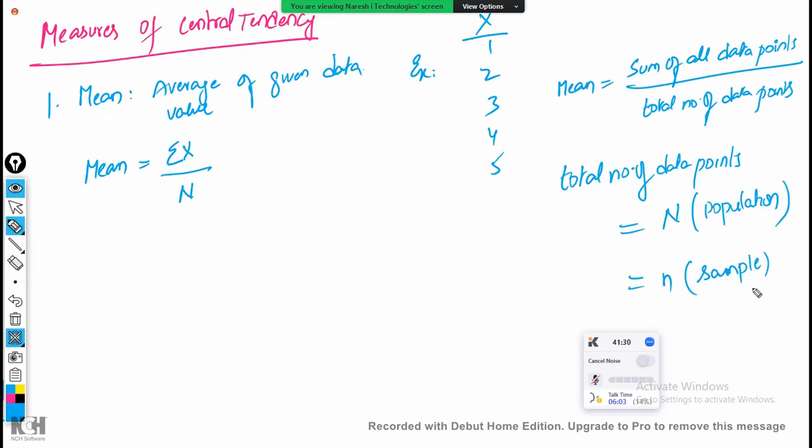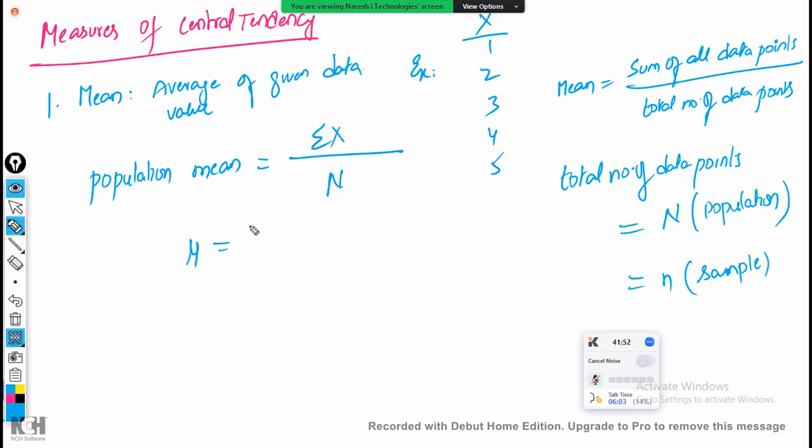Similarly, now population mean. Population mean is equal to the sum of population data points divided by the total number of population data points, and it is given by mu. Mu is equal to sigma x divided by N. In this case, 1 plus 2 plus 3 plus 4 plus 5 divided by 5, which is equal to 3. Assume the data is population data.